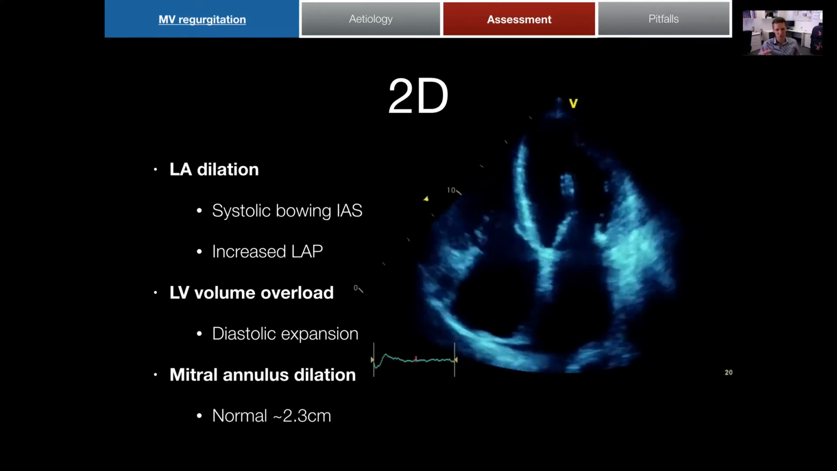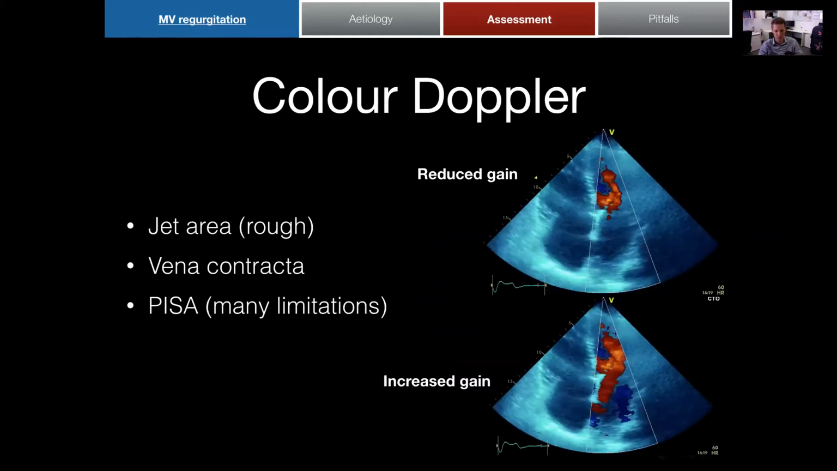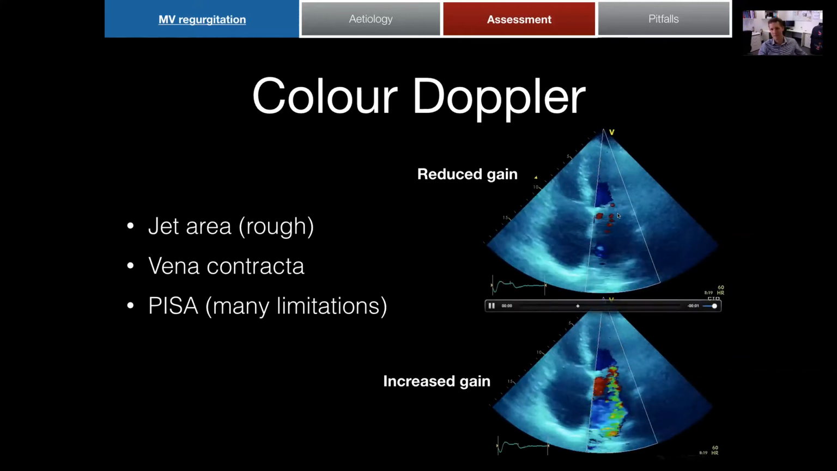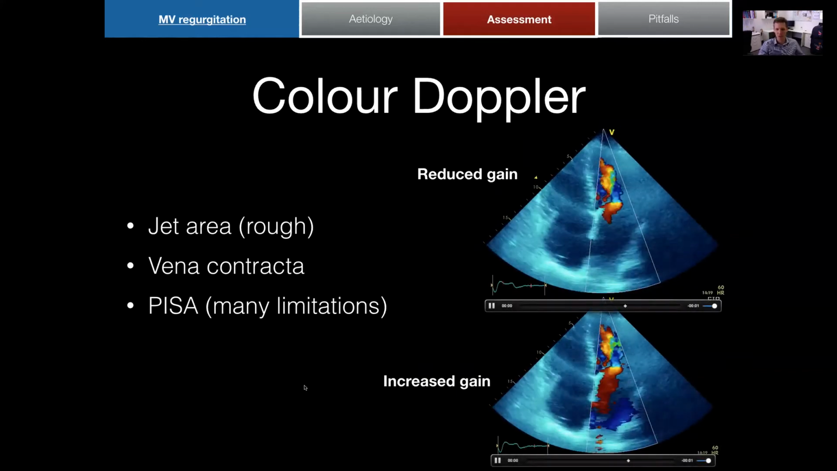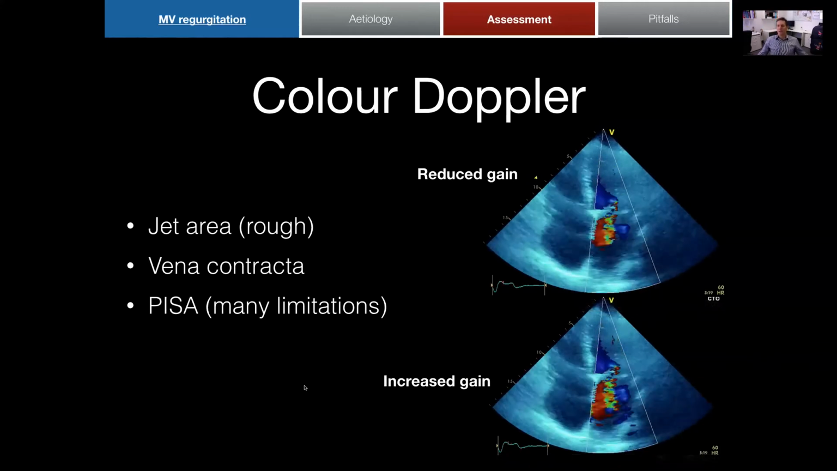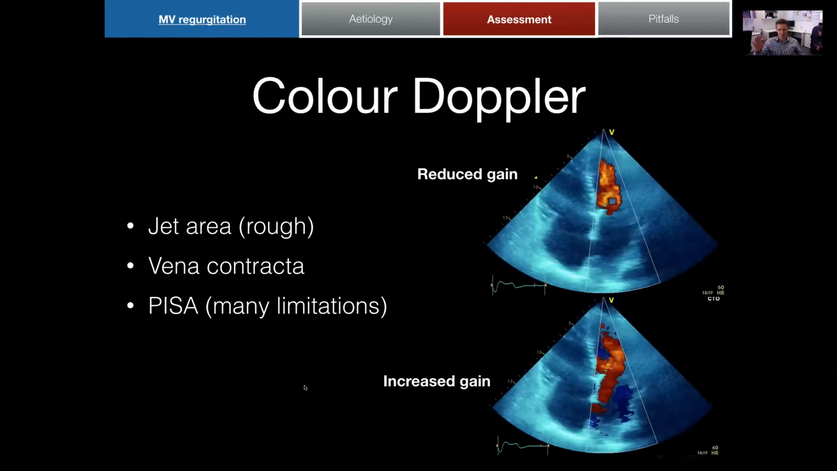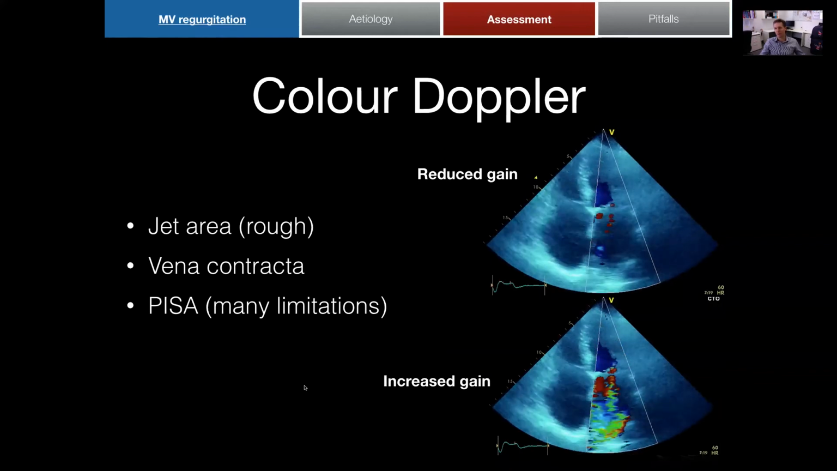That should be normal, which is 2 to 3 centimeters. Okay, so let's stick some color on it. Different patient, obviously. And I guess what I'm trying to show here is the problems that we've got with color Doppler. You'll have the idea of severe being if we've got greater than 60% of the left atrium being filled with color Doppler.